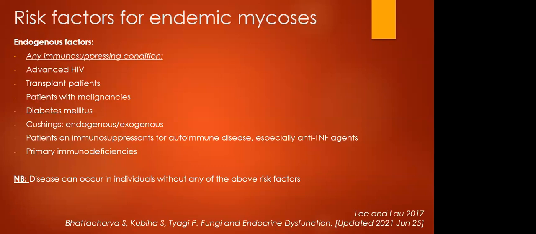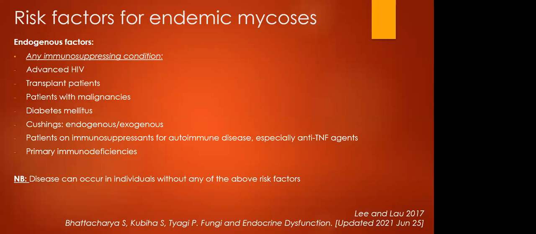Then I come to endogenous factors. So any immunosuppressing condition that affects your innate and adaptive immunity, that affects cytokine signaling, that reduces your CD4 count, can all predispose you to endemic mycosis. So advanced HIV, transplant patients, patients with malignancies, diabetes mellitus, Cushing's, patients on immunosuppressants for autoimmune disease, especially anti-TNF agents. And it's actually been put as a warning for patients who have been on anti-TNF agents that there is a risk of acquiring these endemic mycoses.